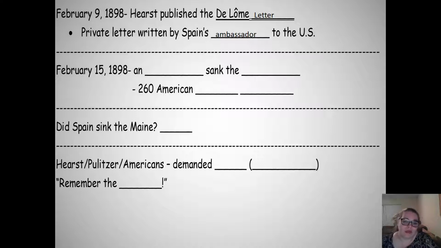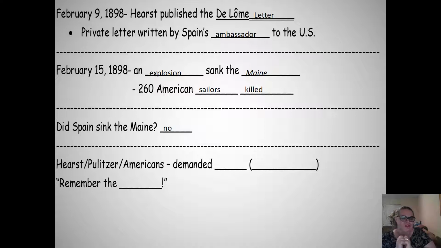6 days later, February 15th, 1898, an explosion sank the USS Maine. 260 American sailors are killed. And everyone's wondering, did Spain sink this boat? Right? Is this a Spanish attack on Americans? The answer here is no. Okay? When they actually managed to raise the boat back up out of the water, the explosion blew out instead of in.